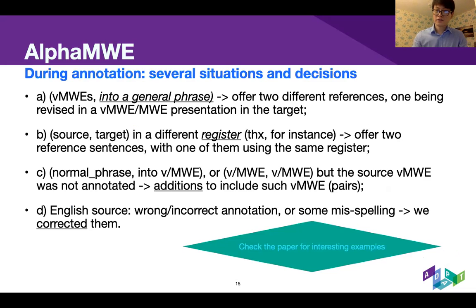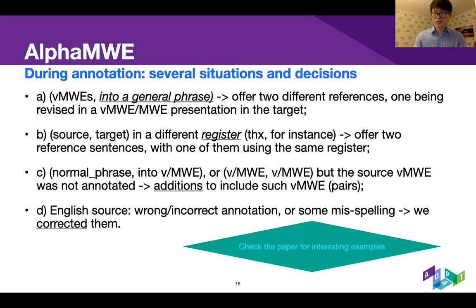During annotation, there are several points we list here, also pointed out by the reviewers. We thank the anonymous reviewers for these suggestions. When the verbal multiple expression are translated into general phrase, we try to offer different references, with one being revised as multiple expression. When the source and target translations are in different registers, such as THX for thanks, we try to offer a different reference with one having the same register as the source sentence.